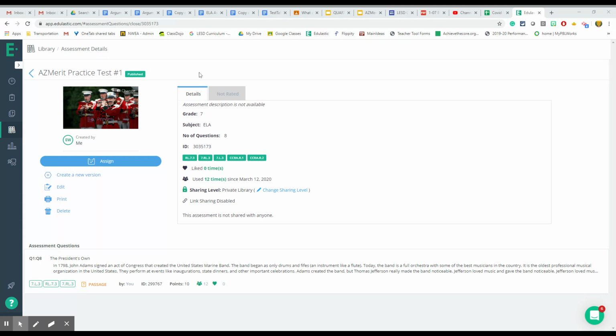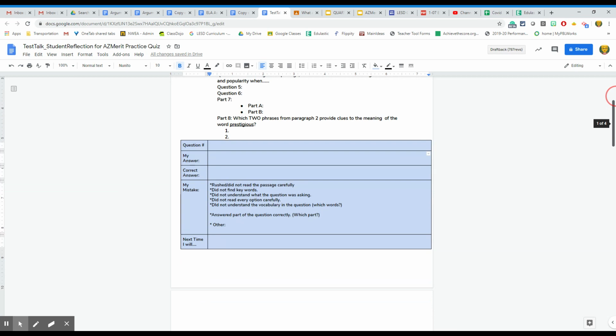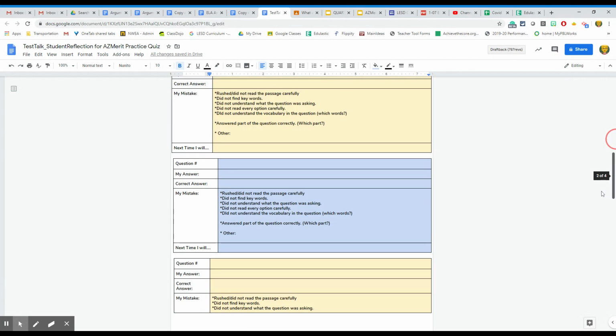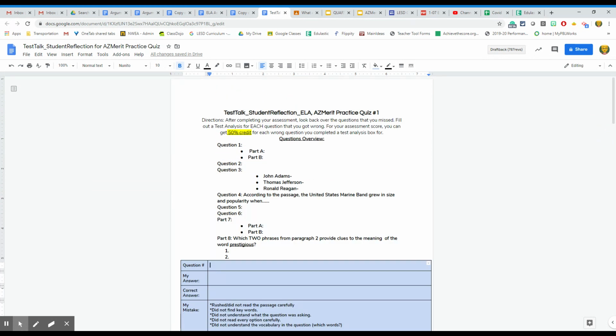Instead, what we're going to do on Monday is I'm going to introduce this student reflection form for every question we got wrong on the Easy Merit practice quiz. And then let's say you got like question 2 incorrect, then if you want to get 50% credit on question 2, you fill out this box for question 2. So that's one way to boost up your grade, is to fill out this question reflection form for every question you got wrong on the Easy Merit practice quiz.